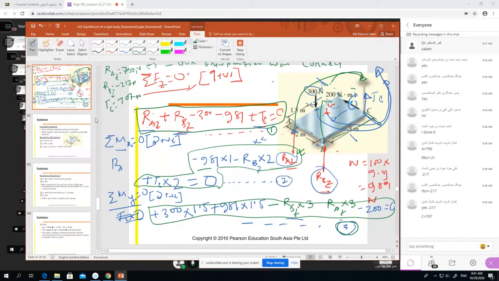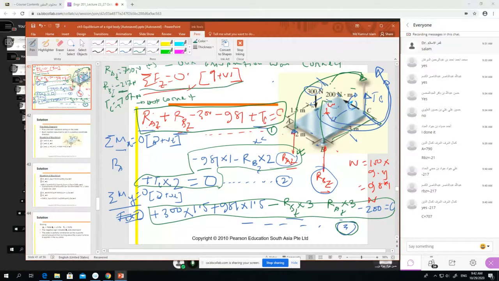Correct. Our assumption is correct. For RTC you see a plus sign, and this is also plus, which means it is upward. So here also our assumption is correct. But for RBZ we assumed it is upward, but we got a negative result, right?